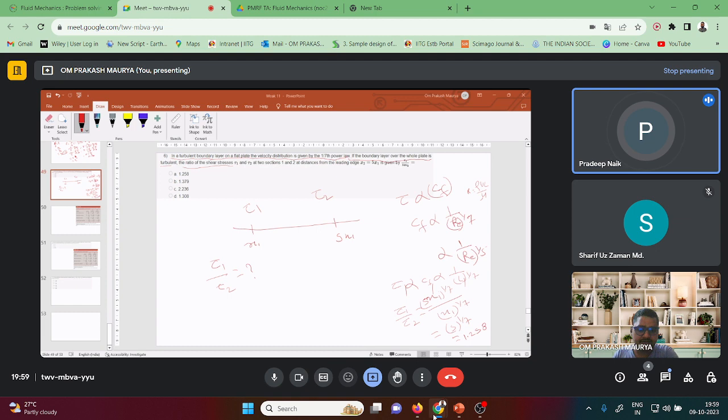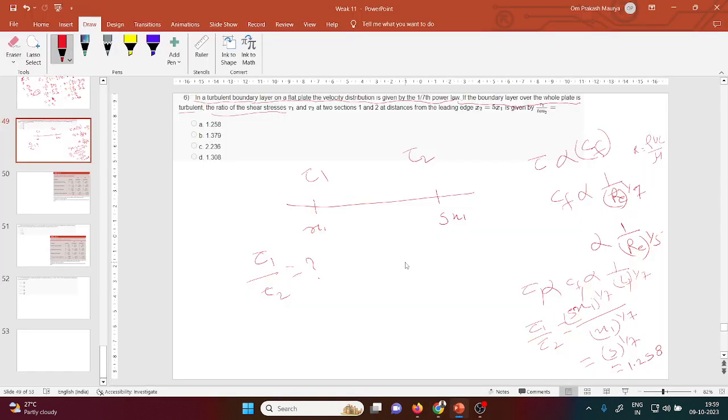But we should have only one answer, is it not? Yes, we should have one answer basically. When I was seeing this question, the option was correct, but I don't know who is framing this question. But here it is clearly written that your velocity distribution is given by the 1 by 7th law, right? So you must use this 1 by 7 power law, and then your option is correct. Option number A is correct for this, right?